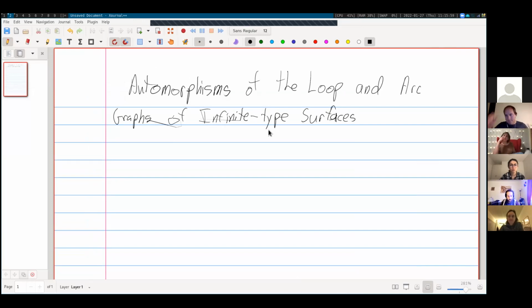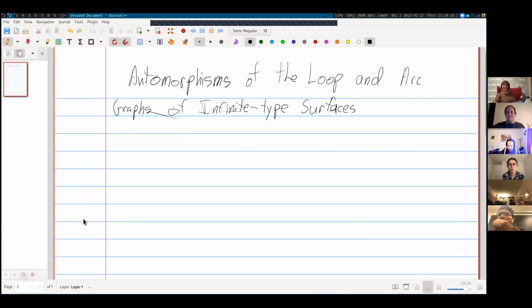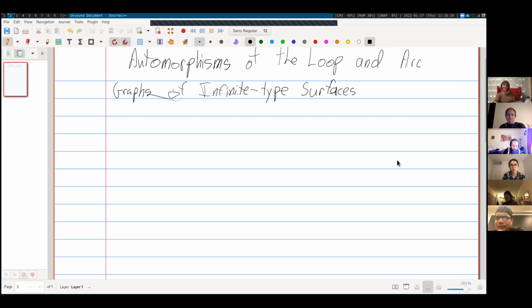Yep. So I was told that this seminar is about combinatorics broadly construed. So I'm going to stretch that as much as possible because I am some kind of geometer. But yeah, I'm going to talk about automorphisms of the loop and arc graph of infinite type surfaces. So let me give a little bit of background, or maybe a lot of background.